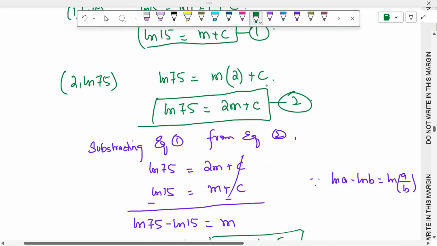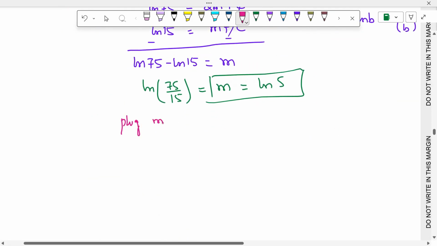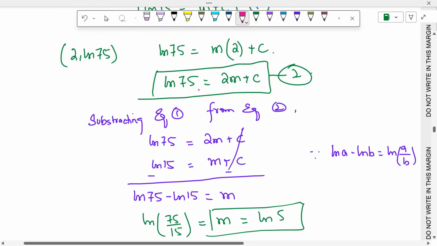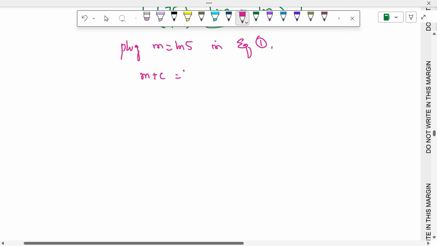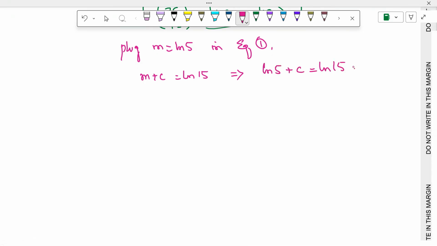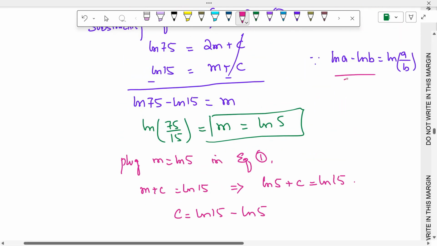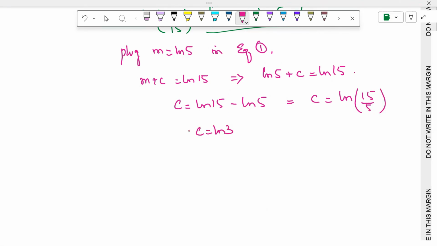Now plug this slope into equation 1 to find the value of the constant c. Equation 1 is m plus c equals ln 15. So m is ln 5, so ln 5 plus c equals ln 15, and c is equal to ln 15 minus ln 5. Again applying this property, we will have c is equal to ln 15 over 5, which is c is equal to ln 3.